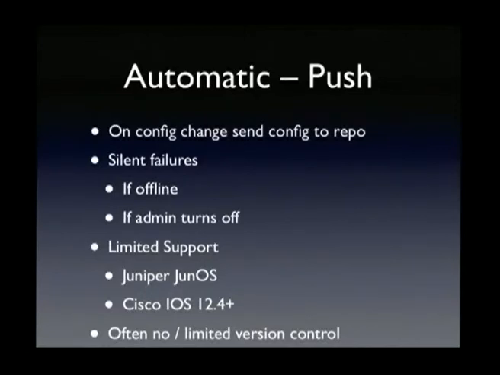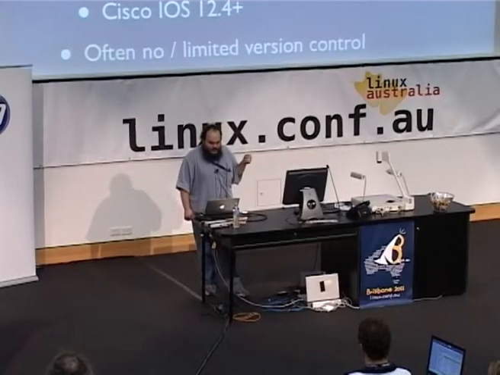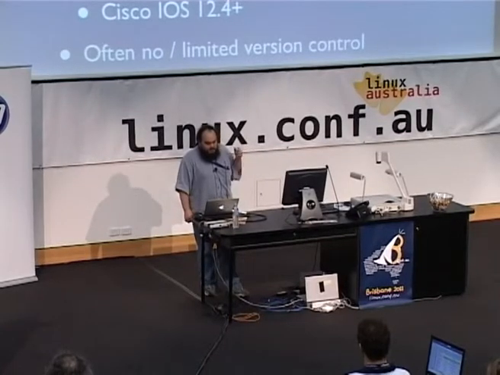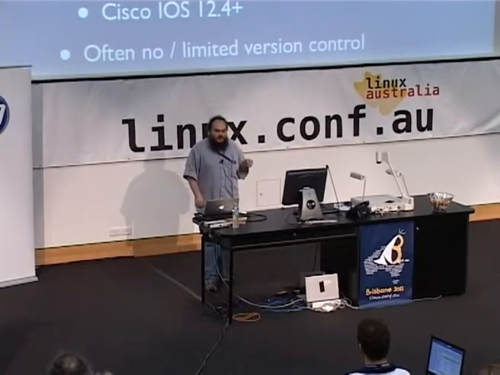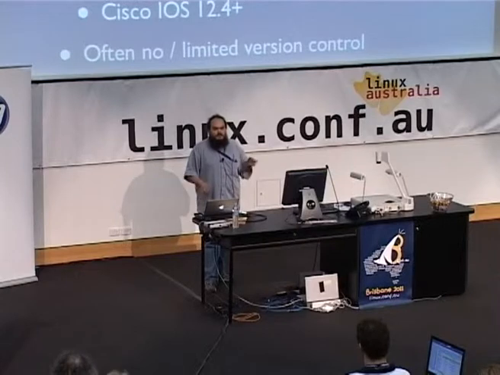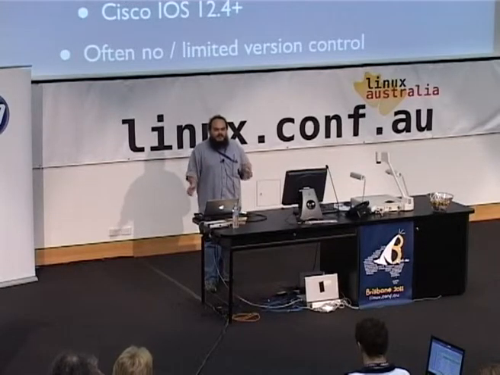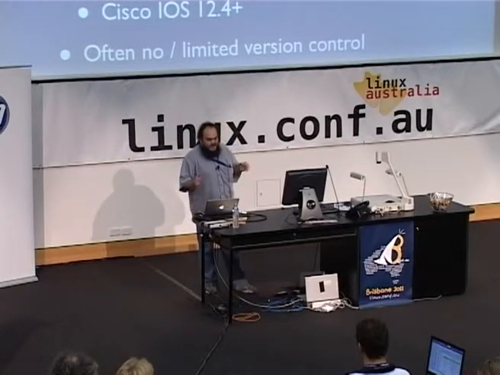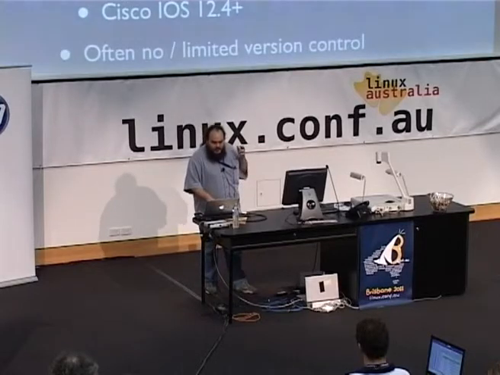It also has somewhat limited support. Junos can do this, iOS 12.4 and equivalent versions in the other trains because Cisco like being stupid with version numbering. But there's usually very limited version control with it. So you have the last config that got uploaded. That's not always the most useful thing.